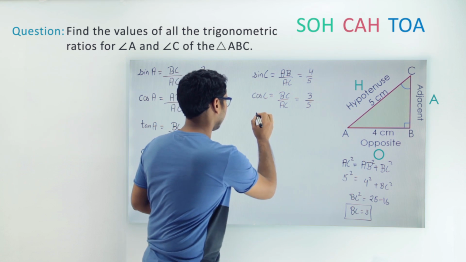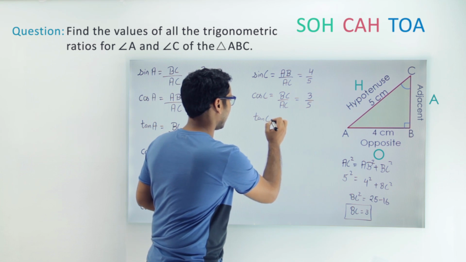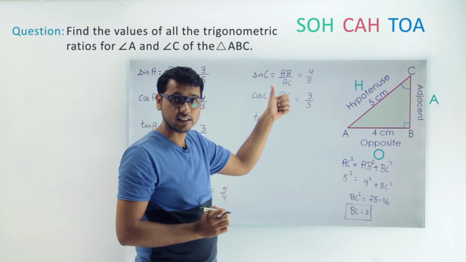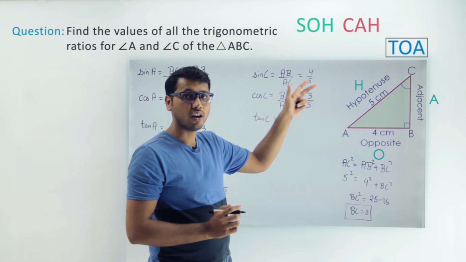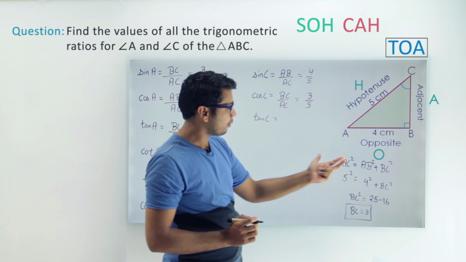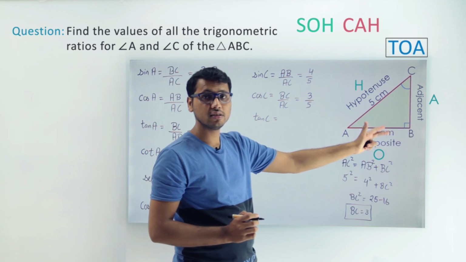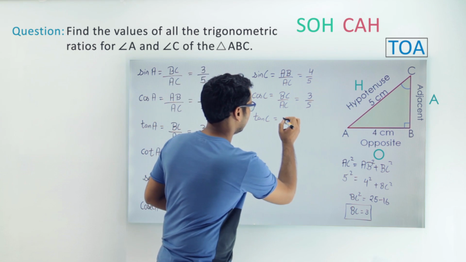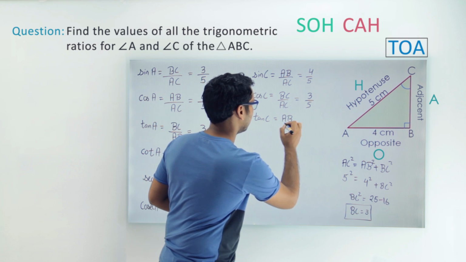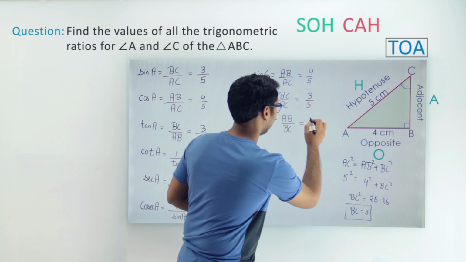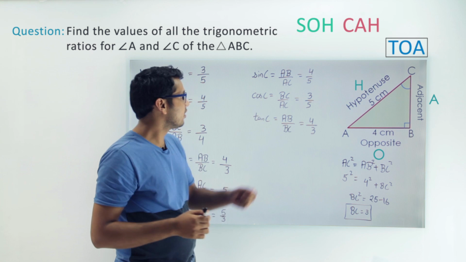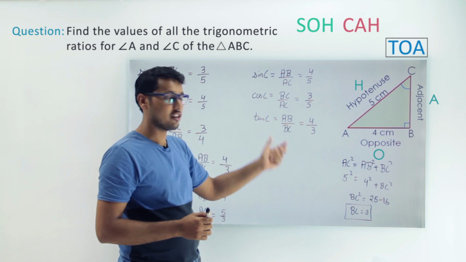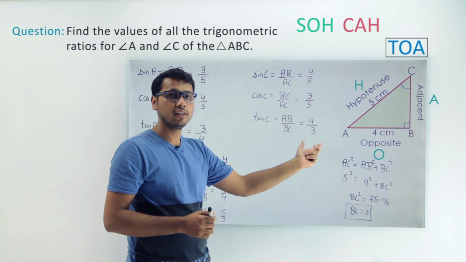Similarly, we can find the value of tan C, either by dividing sin C by cos C or by using TOA. TOA says that tan is opposite upon adjacent. Opposite is AB and adjacent is BC. So this will be AB upon BC. Putting the values, AB is 4 and BC is 3. You can try dividing sin C by cos C and you will get the same value as with TOA.